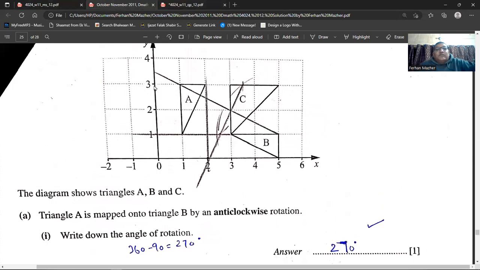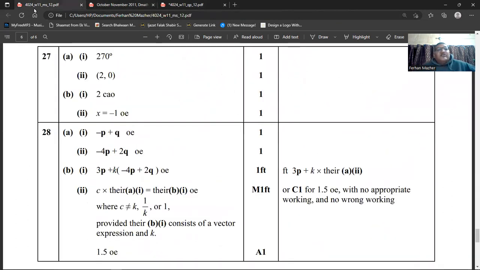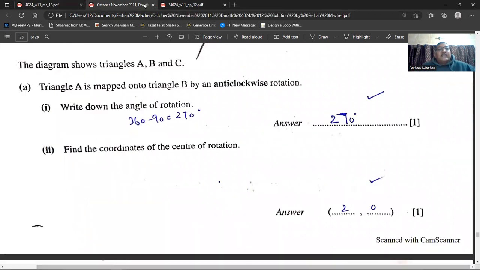So you can see, let me show you. So this point and this point, suppose this is A prime. The perpendicular bisector will be this one. Okay. For example, this point and this point, they are the same. So I will draw the perpendicular bisector here. So where these perpendicular bisectors intersect each other, that is the center of rotation. So this is 2, 0. So the center of rotation is 2, 0. 2, 0 is the right answer.